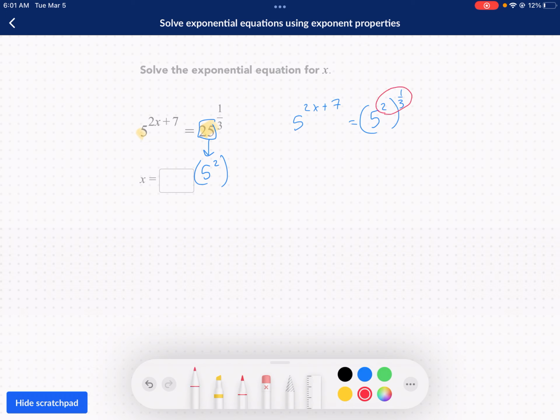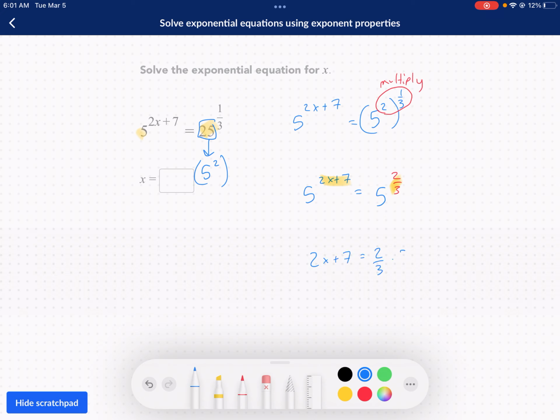We're going to multiply these powers now. That's supposed to be an m. And we get to the 2/3. 2 times 1/3 is just 2/3. Everything else is going to stay the same. Lo and behold, these two exponents are the same now, so we can set those two equal to each other. 2x plus 7 equals 2/3.